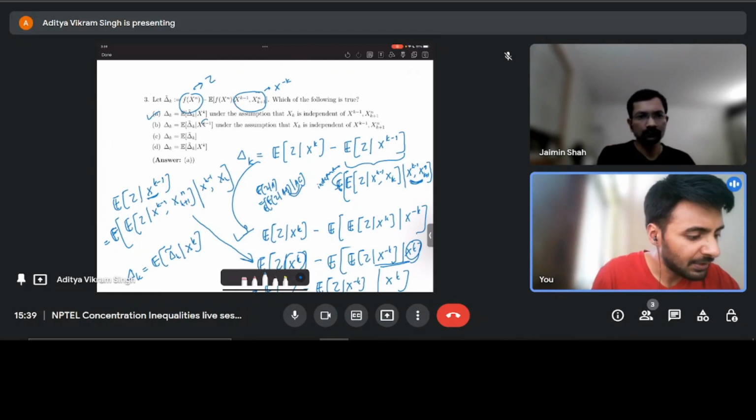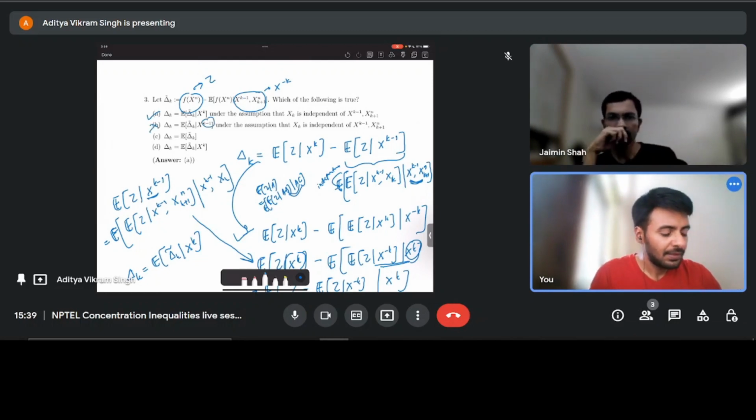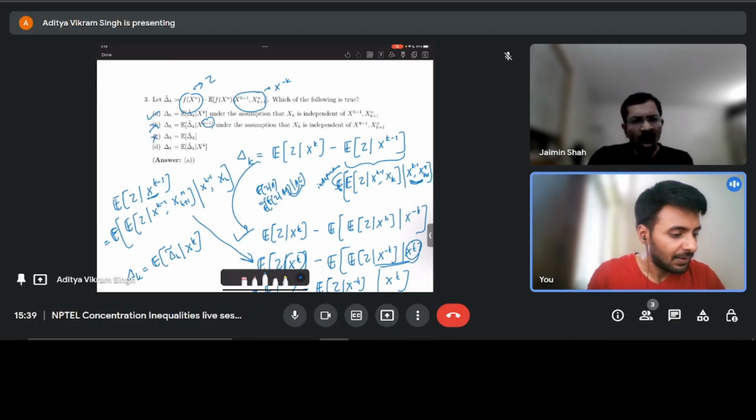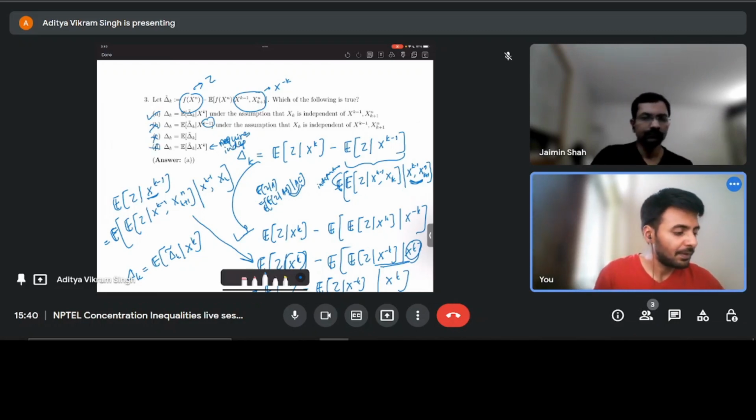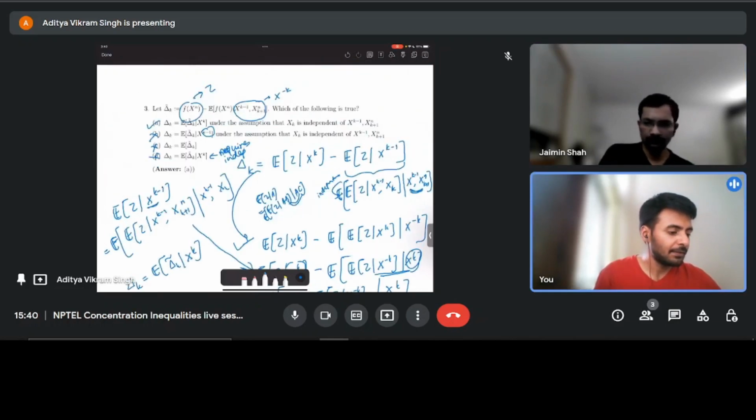This is xk minus 1, so this is not true. Here the left hand side is a random variable, the right hand side is a deterministic quantity, so not true. And this is not true in general. I mean, this requires independence, which was option A. Okay, so this is also not true. So this part uses independence.